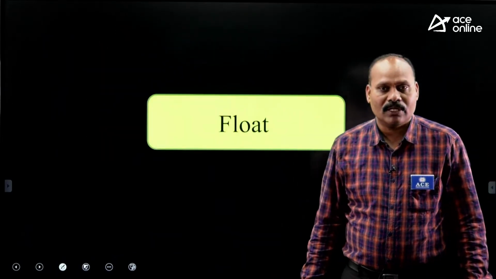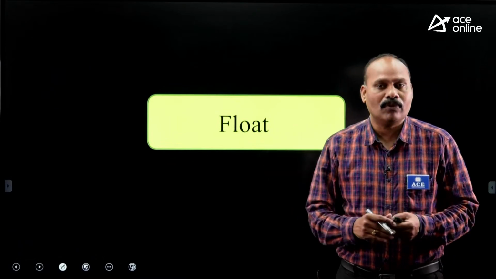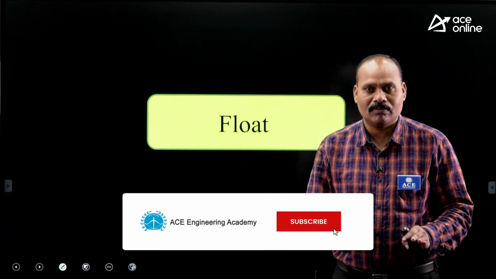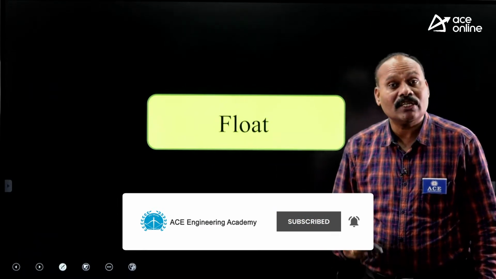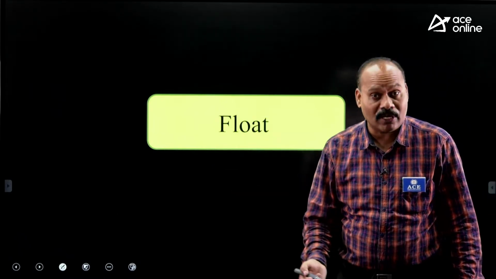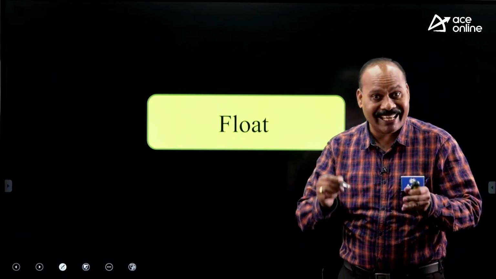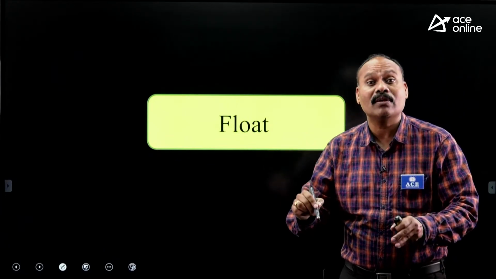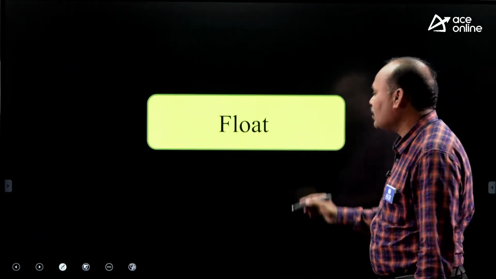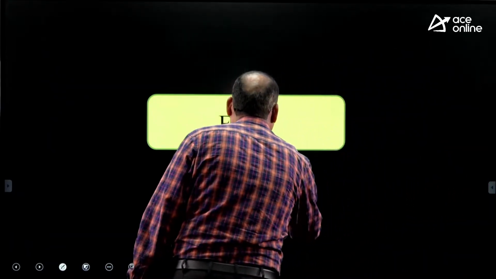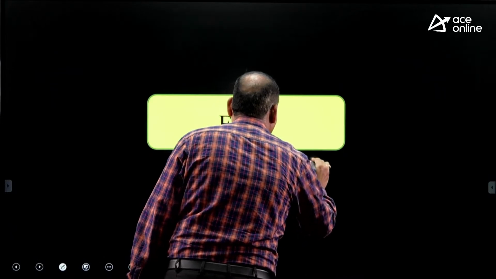Next, float calculations. Before having floats, what is float? Then how do we estimate it easily? Float is nothing but extra time available for the execution of a particular activity. So float is nothing but extra time available for a particular activity for the execution. Simply we can say extra time. And how is it estimated? Float or total float.